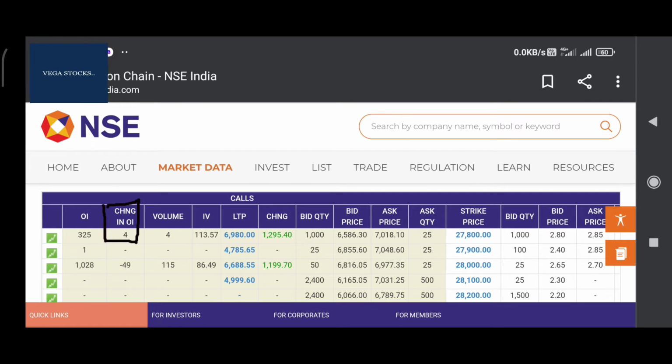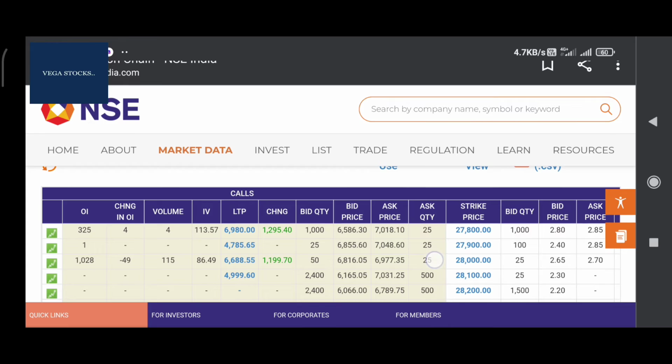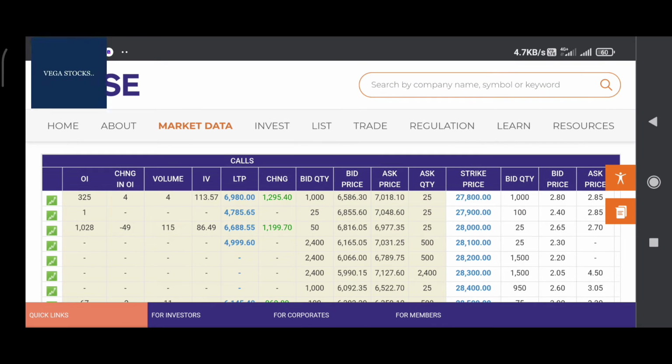Now let's see the second column. The second column talks about change in open interest. This shows the change in quantity from the last trading session. It can be positive as well as negative. For example, if yesterday the open interest was at 50,000 and today it is at 40,000, then the change in open interest will be minus 10,000, and vice versa for positive figures.